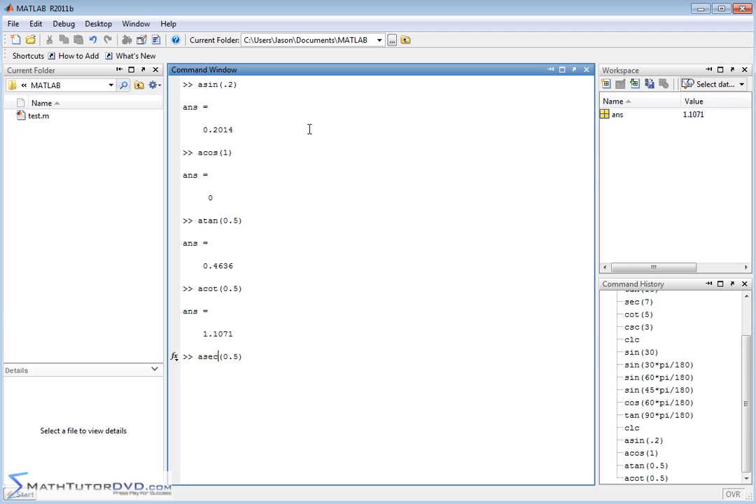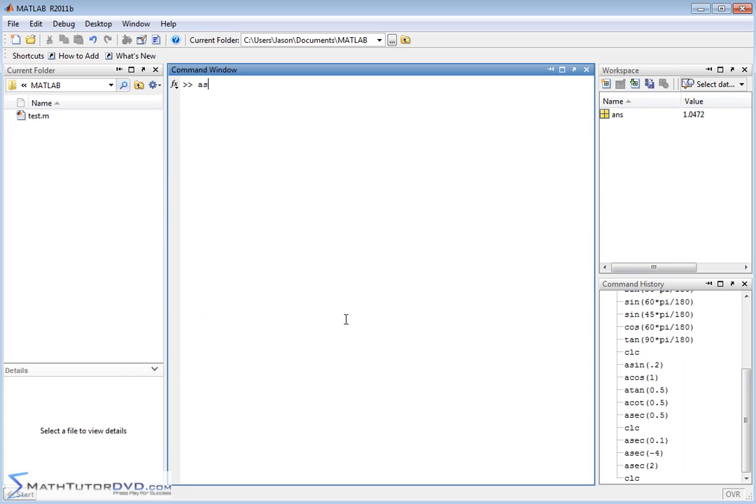And then for secant, it would be arc, well, in this case, the arc secant of 0.5 is a complex number, so we're getting a little bit ahead of ourselves, but you can see that MATLAB does understand complex numbers. Let me go ahead and clear the screen. We'll do one more arc secant. Let's do arc secant of 2. Here we have 1.0472 radians, and arc cosecant, again, of whatever, 7. And that's going to give us a number back as well.